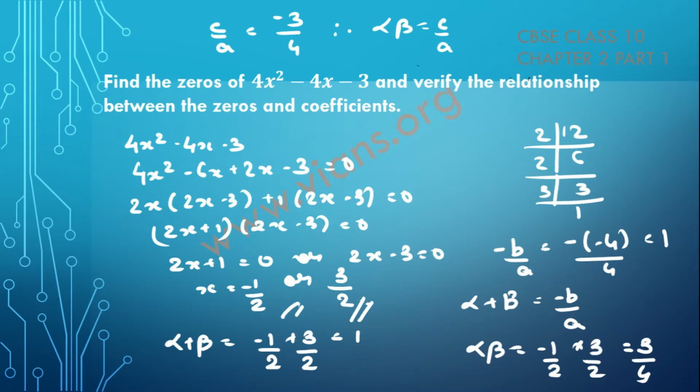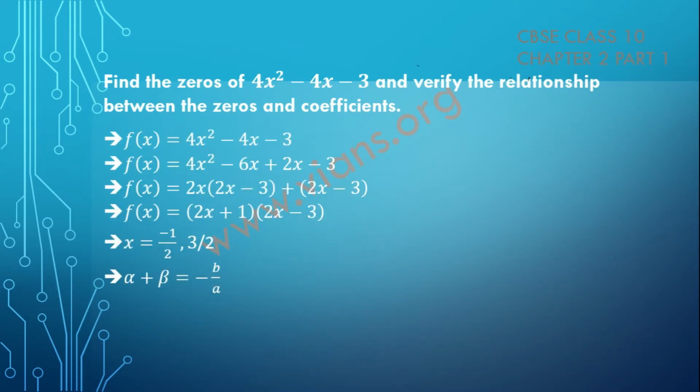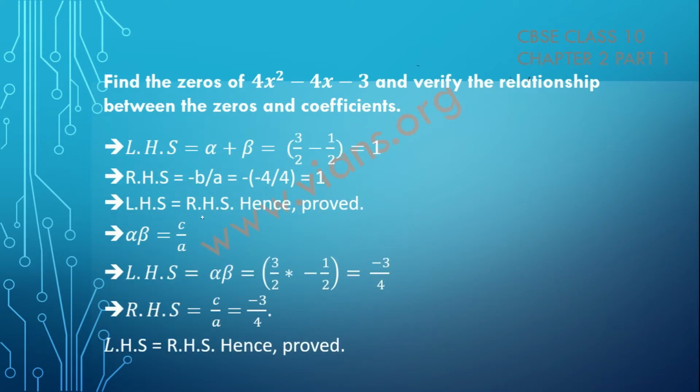If you see in the next screen, that's what we've done. We've found −1/2 and 3/2, and then we've proved that alpha + beta = 1 and −b/a is also equal to 1. And in this case also, both relationships between zeros and coefficients stand true. Now that's the solution to this particular problem.